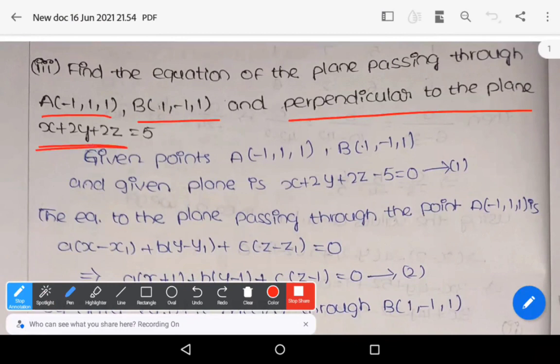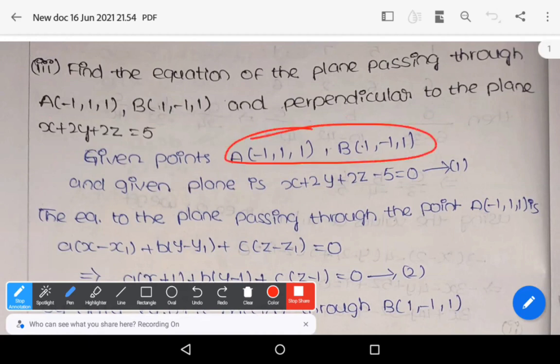You have to find the equation of a plane that passes through two points and is perpendicular to the given plane. Let us solve this problem. So the given points are A and B, and the given plane is x + 2y + 2z - 5 = 0.